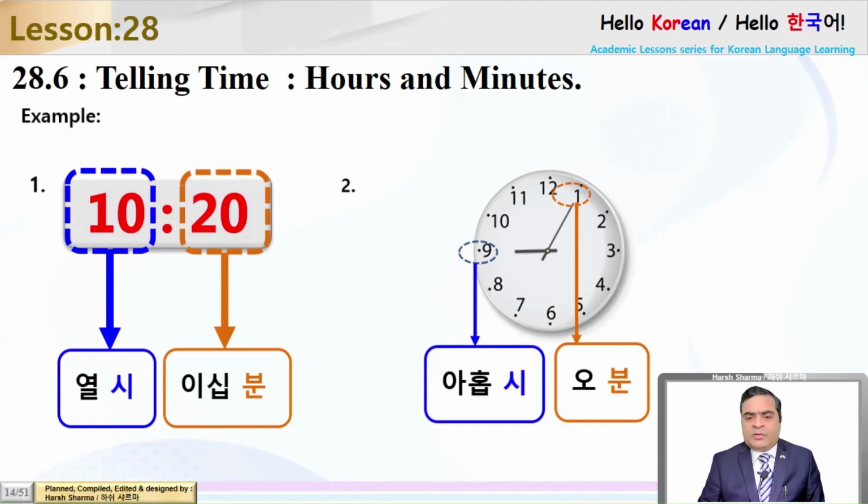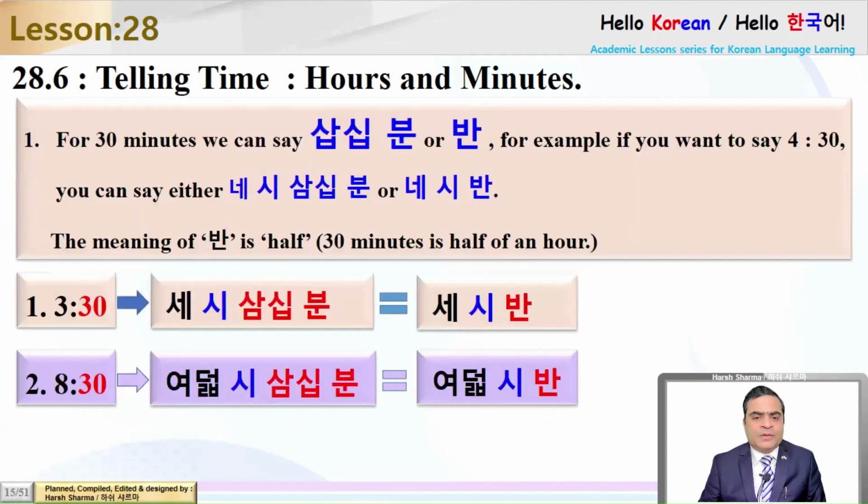Now see number 2 clock. Time is ahop shi osip bun. In this way, everyone, we have to tell that time. I hope you are understanding. Keep doing practice. Let's move to the next part.